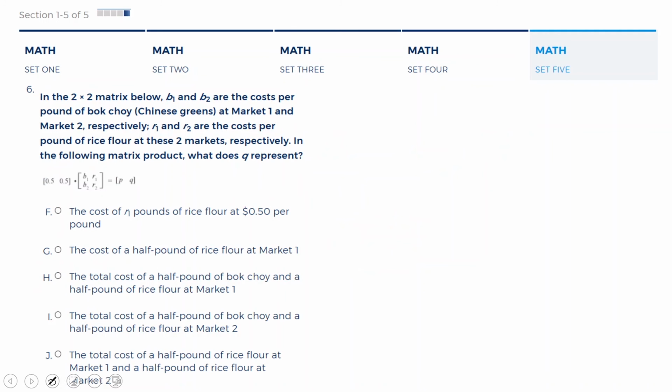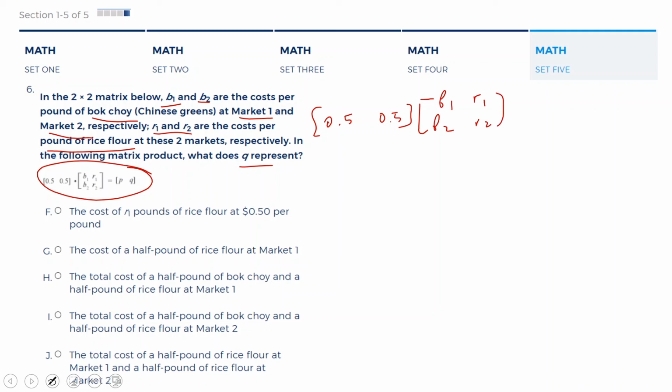Next. The matrices B1 and B2 are the cost per pound of bok choy at market 1 or market 2. And R1 is the pound of rice. All right. So if I multiply, we need to find out what Q represents. So if I have 0.5 here, and here I got B1, B2, R1, R2, if I do the multiplication row by column, I only care about this for the Q. So the Q is 0.1 R1 plus 0.5 R2. That's my Q. Now let's go through the options.